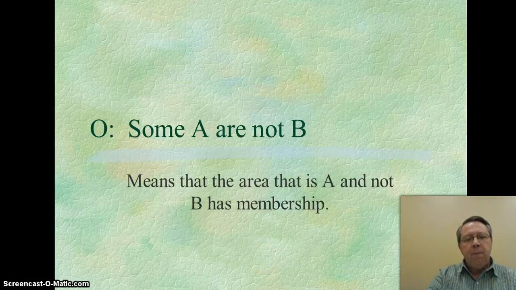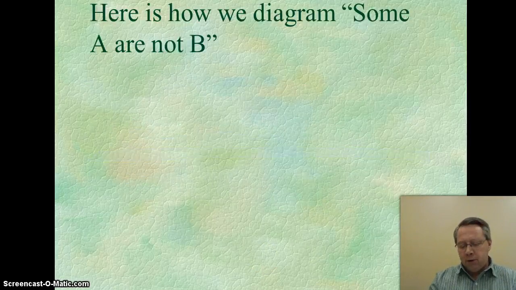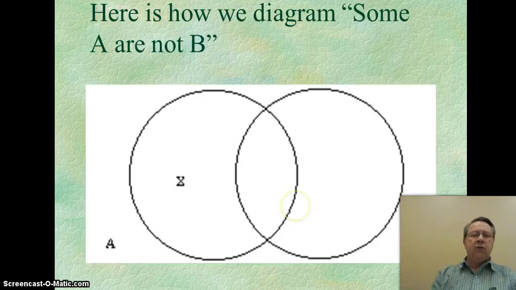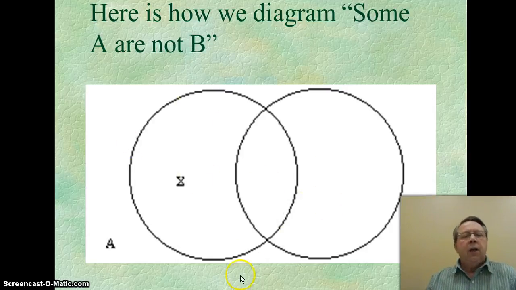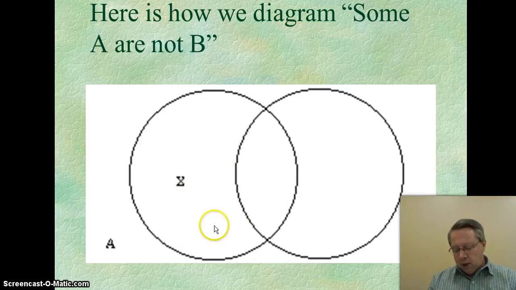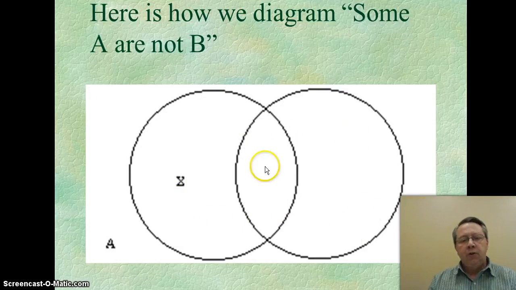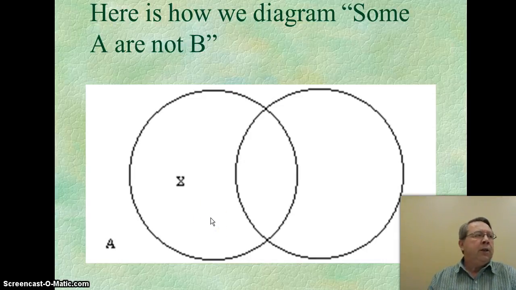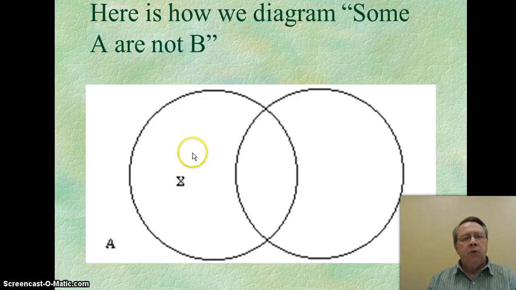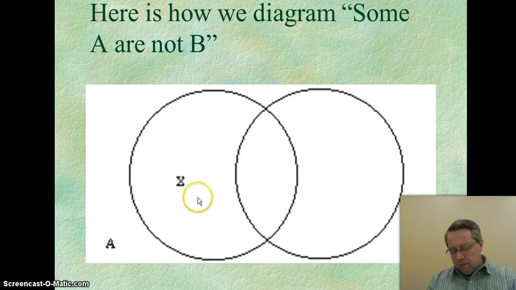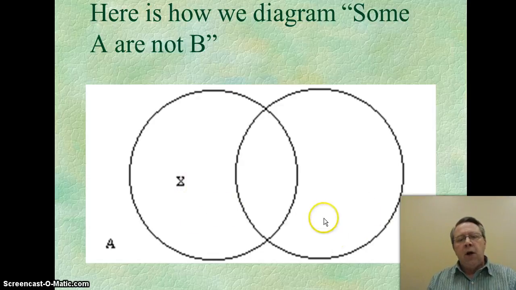Some A are not B means that the area that is A and not B has membership. So if we draw the circle, it'd be this area here. Let's write it this way. Some females, so the subject will be females, are not mothers. So the predicate is mothers. We know that there's a large group of females here who have never given birth, or who are not married, who have no children. They haven't adopted, any of those things. Maybe they're too young. Maybe they just never got married, whatever it might be. So as a result, we have some females over here who are not mothers.